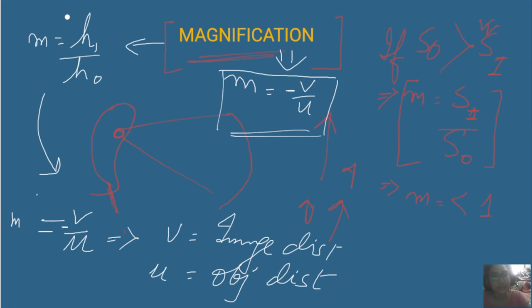Even if sometimes you don't get the height of the image and the object, they will give you the distance between the object and the pole and the image and the pole, and they will tell you to find the magnification. So don't forget this formula. This is also very important.